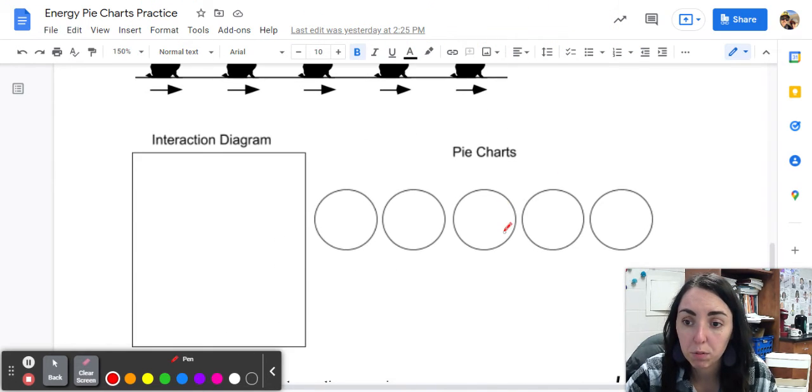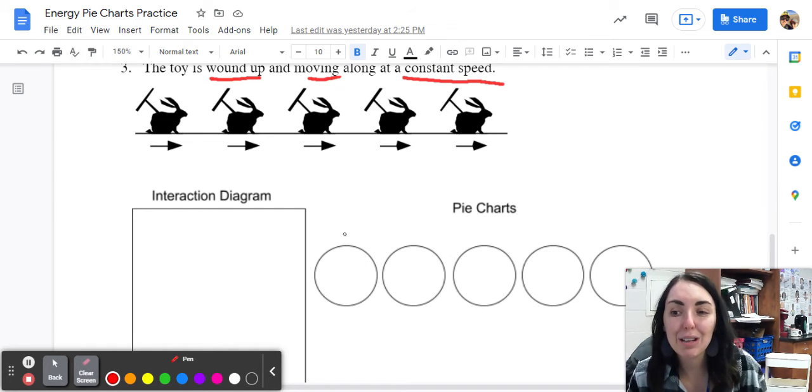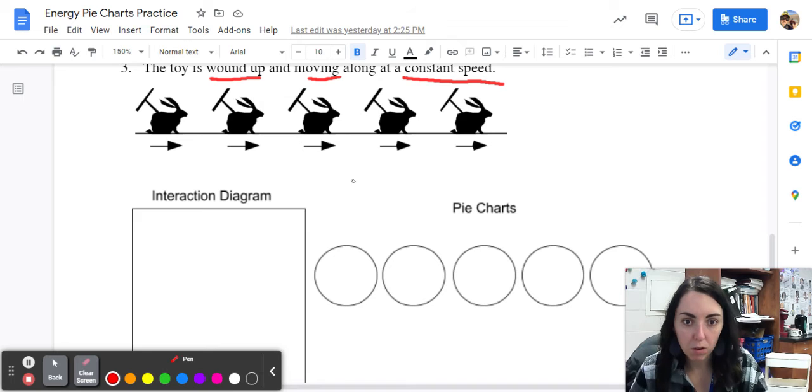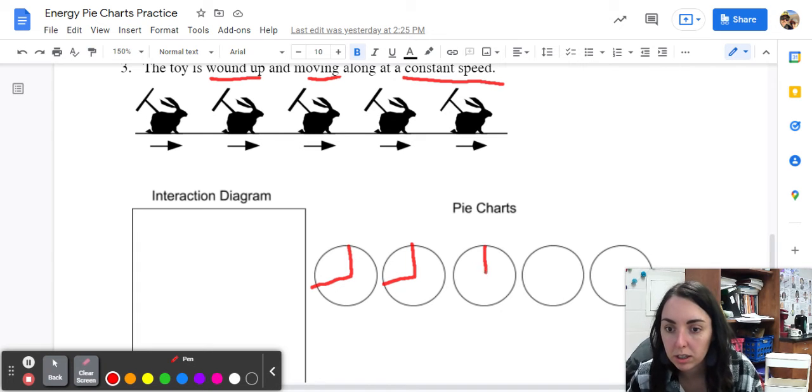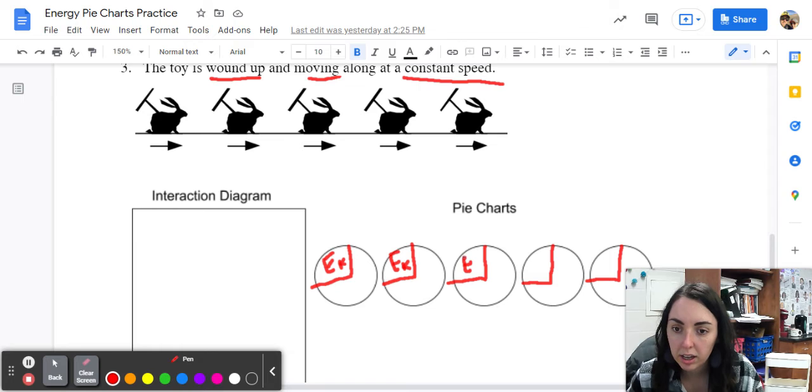Okay, we're going to do one more here. So the toy is wound up, elastic, moving, kinetic, at a constant speed. So our kinetic is going to be the same the whole time. Let's make this quarter kinetic. It doesn't have to be a quarter; it could be half kinetic if you want, but it just seems easy enough. It stays the same. It's a constant speed. EK, EK.